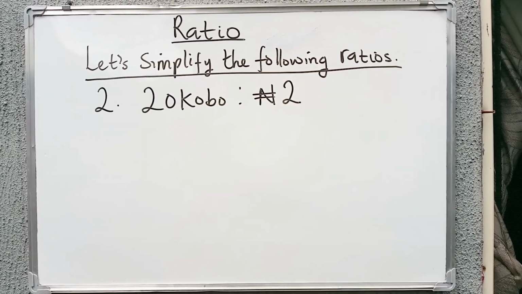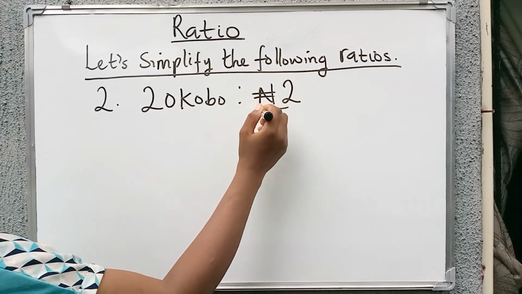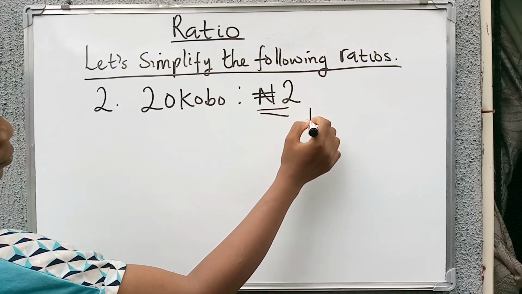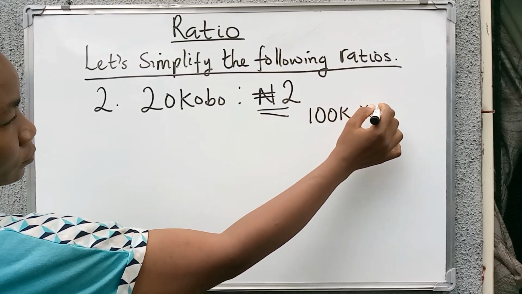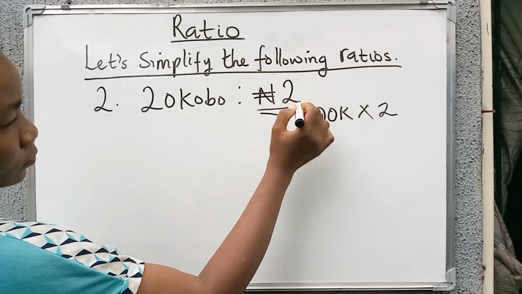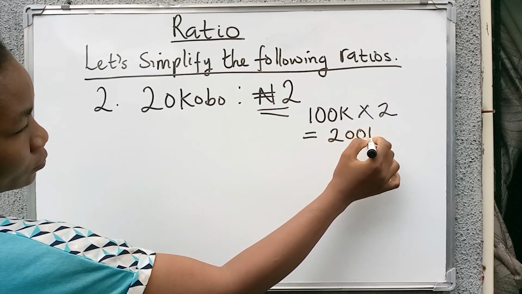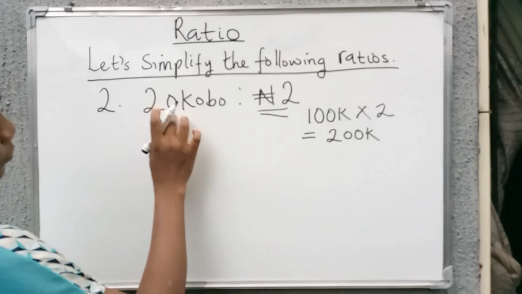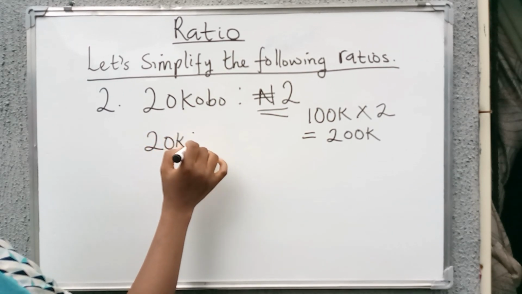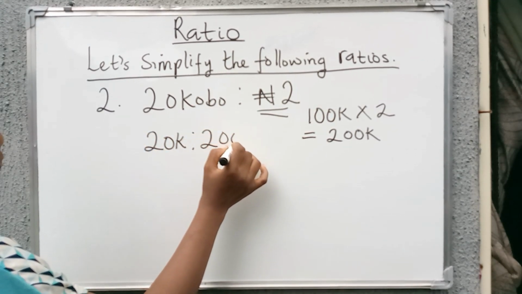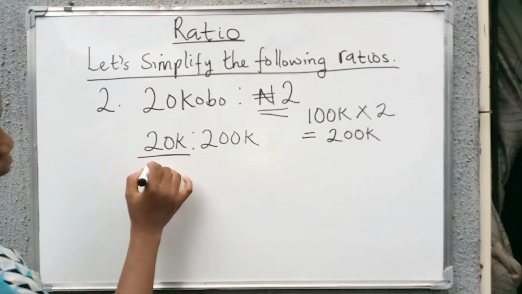In our number 2, we have 20 kobo is to 2 naira. Now when you look at the units, kobo and naira, naira is greater than kobo, so we are going to reduce naira to kobo so that both are at the same value. So naira to kobo, that is 2 naira multiplied by 100 kobo, gives us 200 kobo.